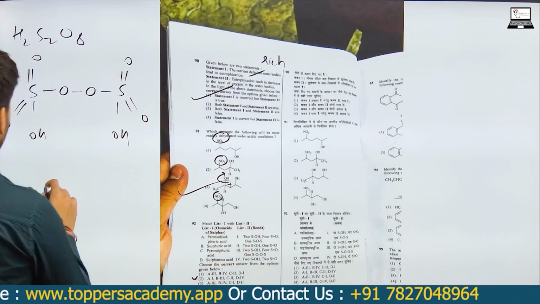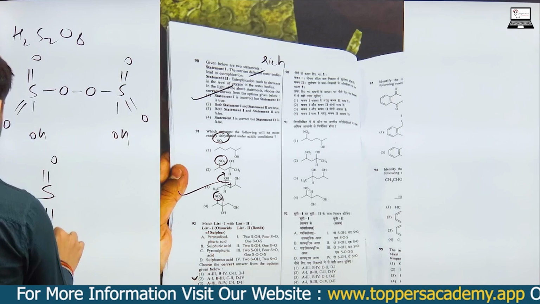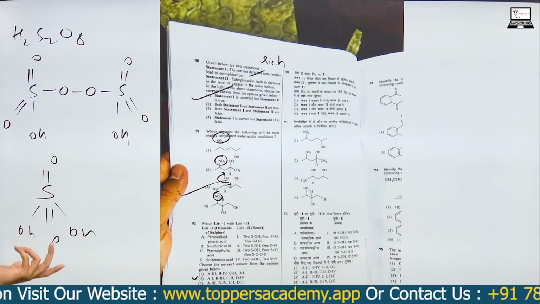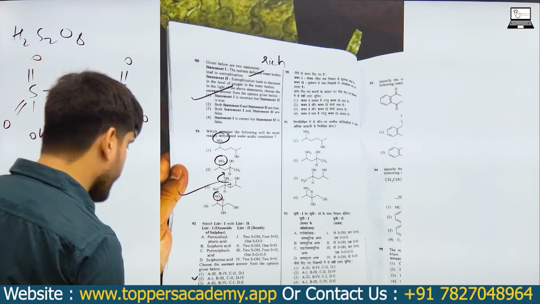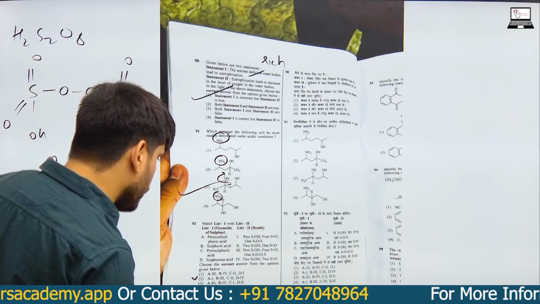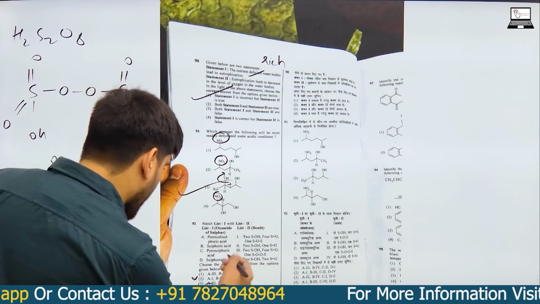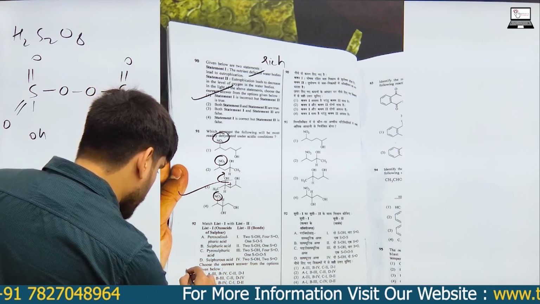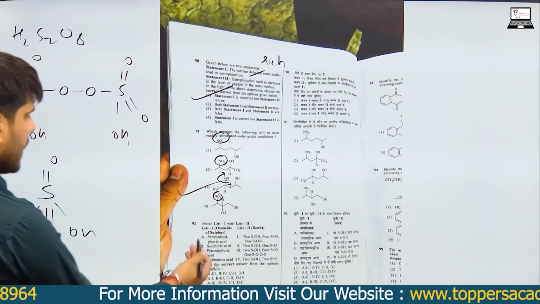Let us see sulfuric acid. Sulfuric acid is this. We know that it has 2 S-OH and 2 S=O. So that means B is going with 4. B is going with 4. So A is the right answer.